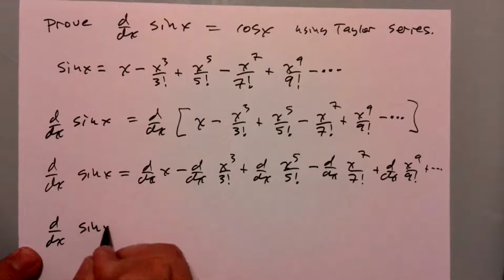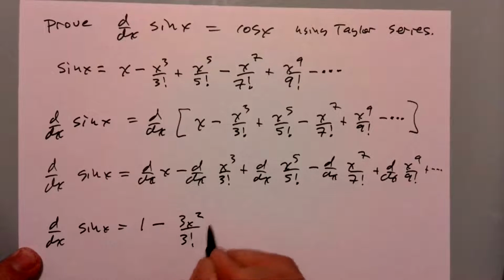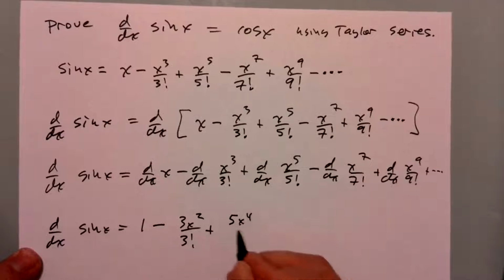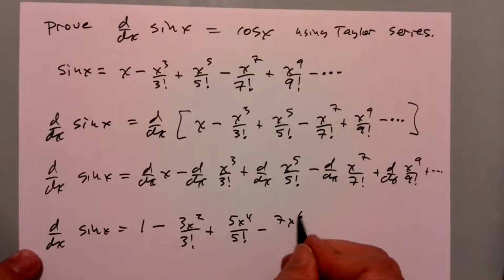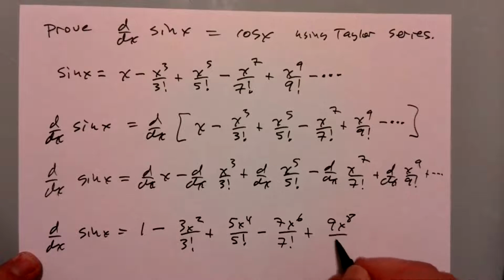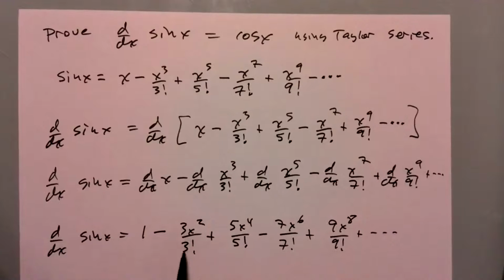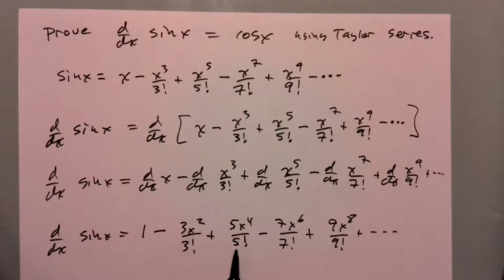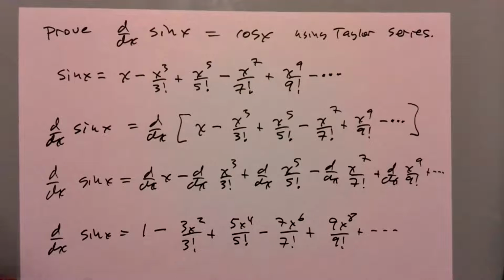The derivative of sine x is 1 minus 3x squared over 3 factorial plus 5x to the 4th over 5 factorial minus 7x to the 6th over 7 factorial plus 9x to the 8th over 9 factorial, dot, dot, dot. Interestingly enough, remember 3 factorial is 3, 2, 1. So if I divide out 3, I get 2, 1 or 2 factorial. 5 factorial is 5, 4, 3, 2, 1. If I divide the 5 out, I get 4, 3, 2, 1 or 4 factorial downstairs.